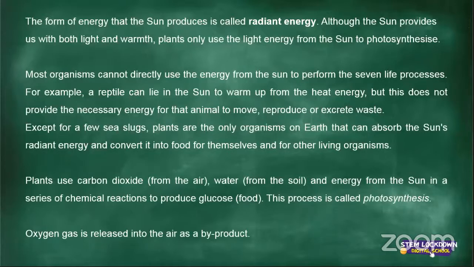So plants use carbon dioxide from the air, water from the soil, and the energy from the sun. This is a series of chemical reactions that work together. The carbon dioxide, the water, and the energy from the sun all work together in a chemical reaction to produce glucose, which is food. And this is the process called photosynthesis. Now, oxygen gas is basically a byproduct. It's a product that is produced, but it's just a byproduct of the process of photosynthesis. The main reason to photosynthesize is basically to produce food to feed the plant, so the plant can grow, and eventually food to feed you and other living organisms.